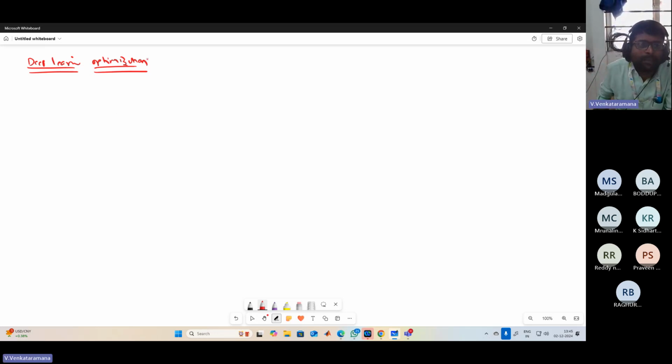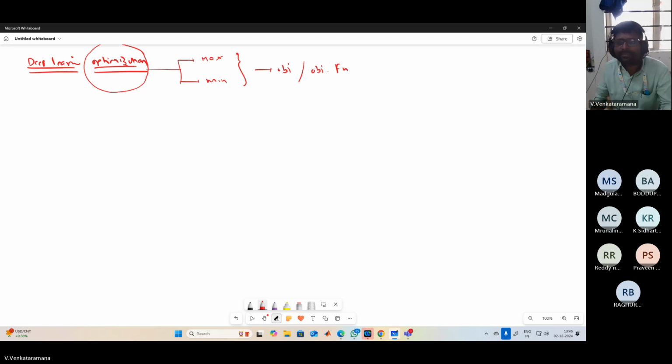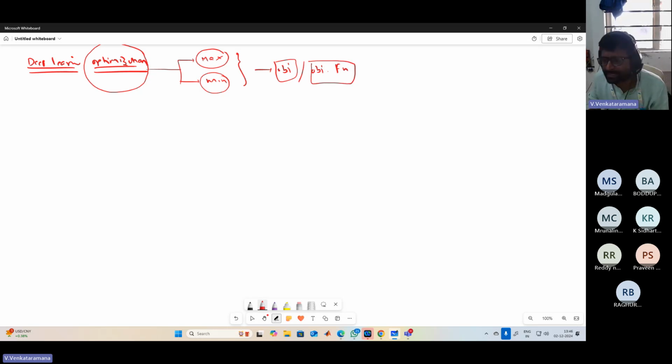So what do we mean by optimization? Optimization is nothing but either the maximization or minimization of a particular objective or objective function. That is called optimization. In real life also, we see many types of optimization things.